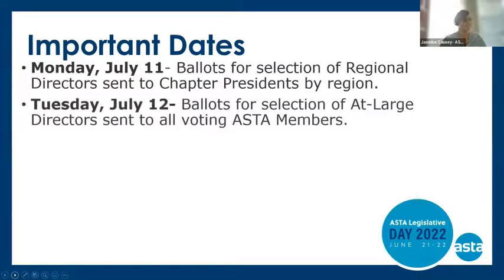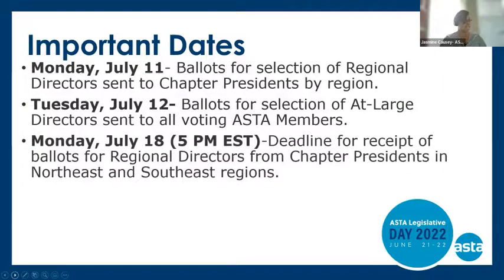On July the 12th, all eligible voting members of ASTA will receive ballots to select the at-large director seats. There are 3 that are up for election. And I'm emphasizing this because by July 12th, if you are in the Northeast or Southeast, you should have received 2 ballots.